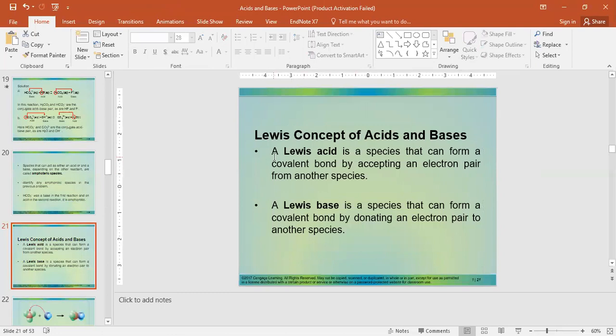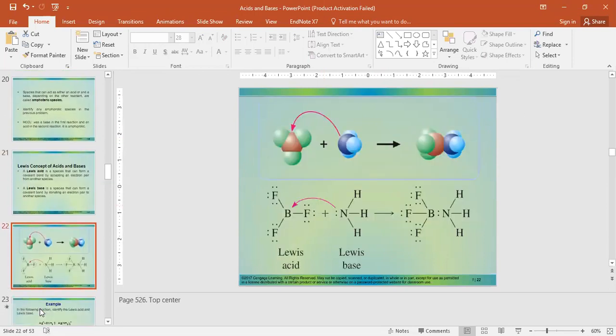And we say a Lewis acid is a species that can form a covalent bond by accepting an electron pair from another species, while a Lewis base is a species that can form a covalent bond by donating an electron pair to another species. So here we are defining an acid and a base as an electron acceptor and an electron donor. And an example is illustrated here.